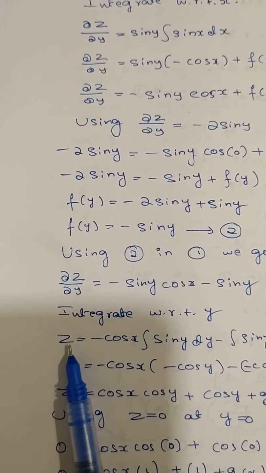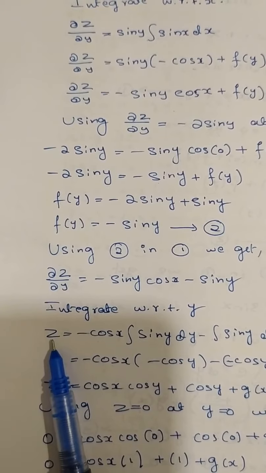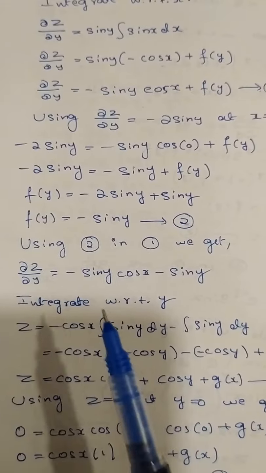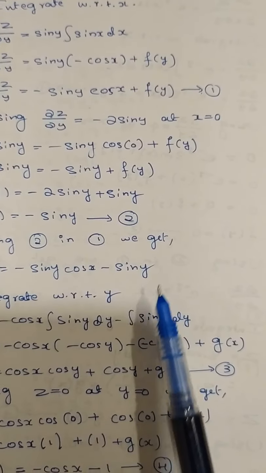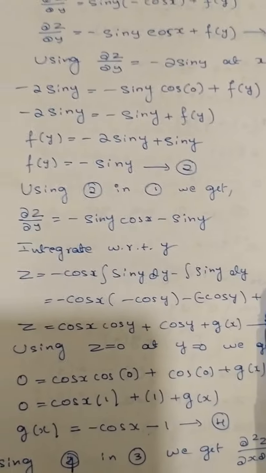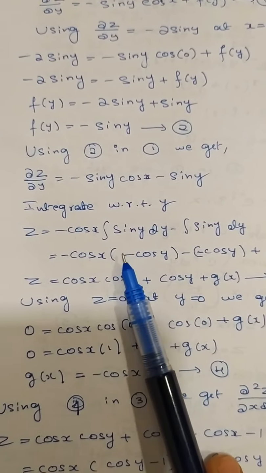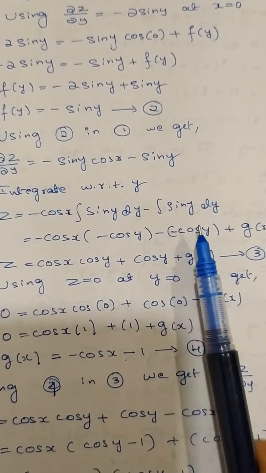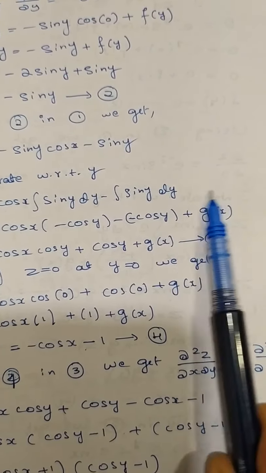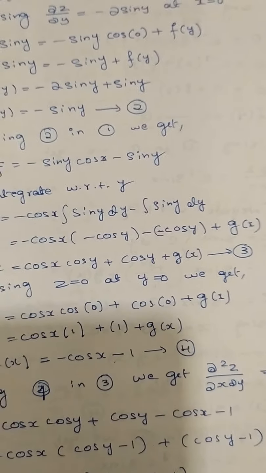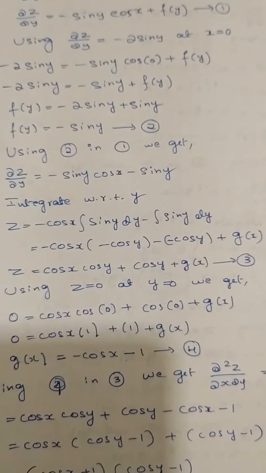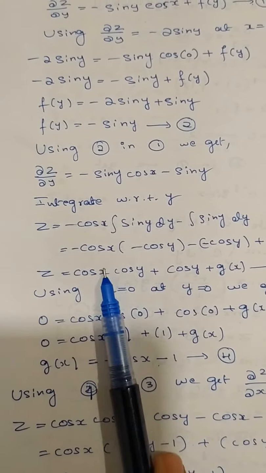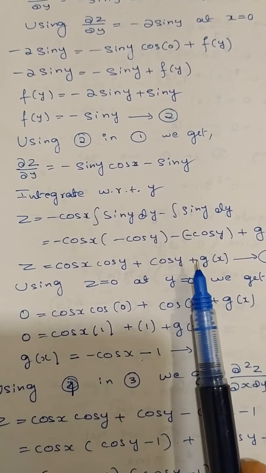If you integrate with respect to y, we get z on the left-hand side, and cos x with a negative sign. Take it outside the integral because cos x is constant. Integration of sin y with respect to y, minus the second term, sin y with respect to y. Okay, what is the integration of sin y? Minus cos y. Then z becomes minus cos x into minus cos y, minus of minus cos y, plus the integral constant. A function of x is the integral constant because y is the independent variable. Then finally we get z is equal to cos x into cos y plus g of x.